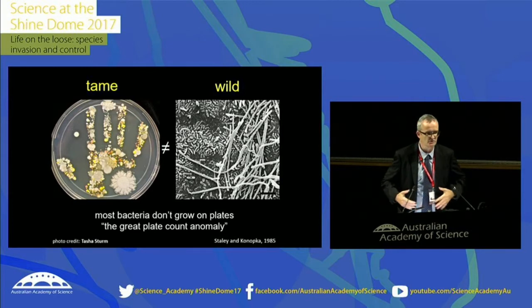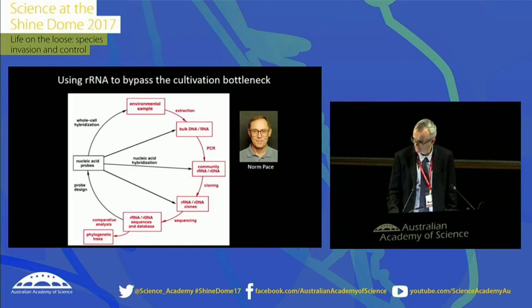If you're looking in the human gut, it can be less, but still the majority of organisms don't appear to be growing into colonies, and this was termed the Great Plate Count Anomaly, identified in the mid-80s. So Norm Pace, who was a colleague of Carl Woese, got around this cultivation bottleneck by applying that ribosomal RNA. PCR, Joseph introduced earlier, thank you.